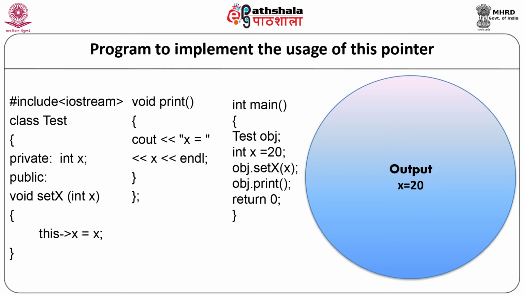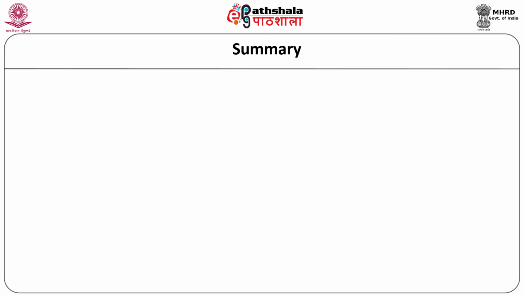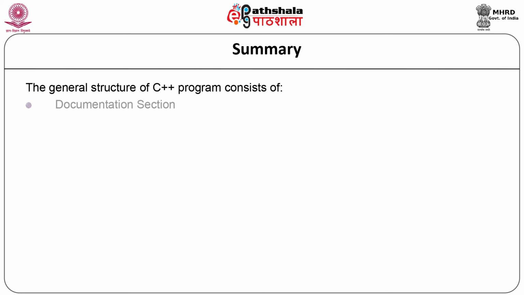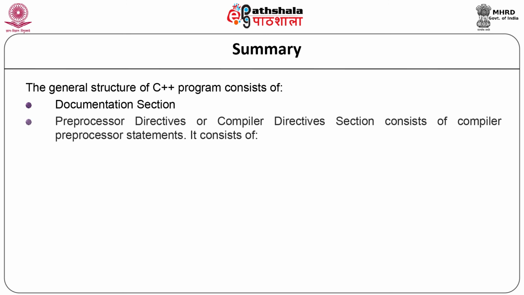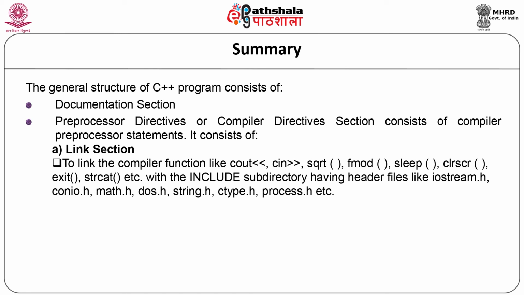to 20. Now let us summarize what we have learned in this particular module. The general structure of a C++ program will consist of a documentation section, preprocessor directives, a compiler directive section which consists of compiler preprocessor statements. It will consist of a link section to link the compiler functions like cout, cin and so on, and the second one is the definition section to define the variables with their values.